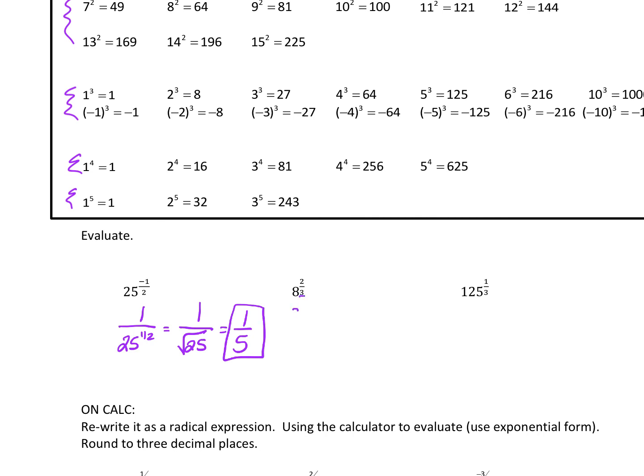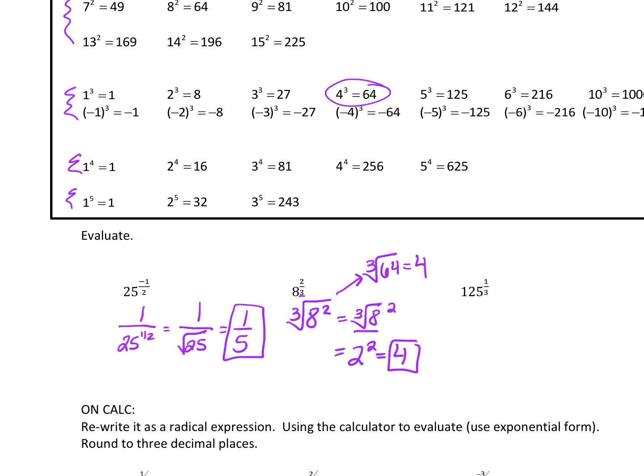Now our bottom number is the index on our root, and so I'd have the cubed root of 8 squared. You could also write this as the cubed root of 8, squared. And I know that the cubed root of 8 is 2, so 2 squared would give me 4. You could have also said it's the cubed root of 64, and the cubed root of 64 is 4. So either way, you could have gotten to that answer.